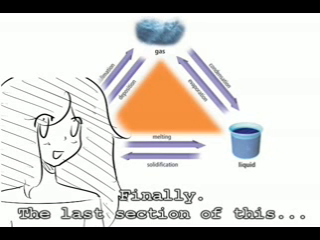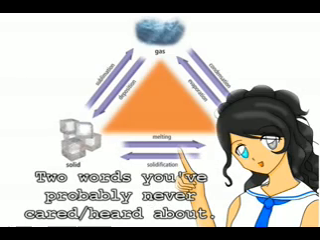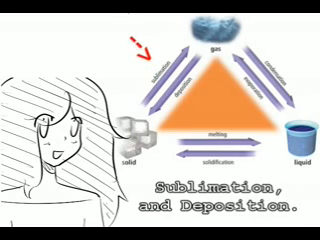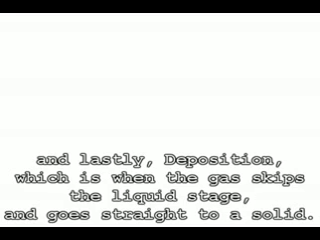Finally, the last section of this, the two words you probably never cared or heard about: sublimation and deposition. These are the most confusing of the whole cycle, so listen carefully. Sublimation is when a solid changes into a gas, but during this change, the liquid stage is so fast that it's not even visible. And lastly, deposition, which is when the gas skips the liquid stage and goes straight into a solid. This is how frost forms on your windows.